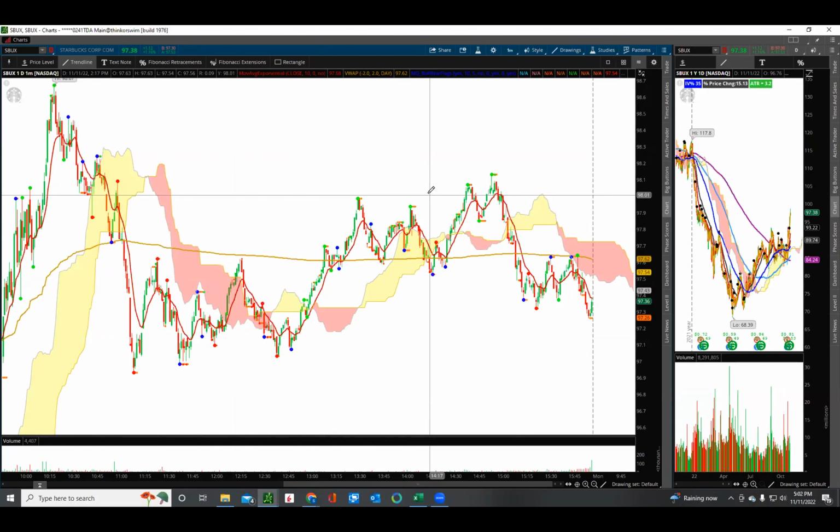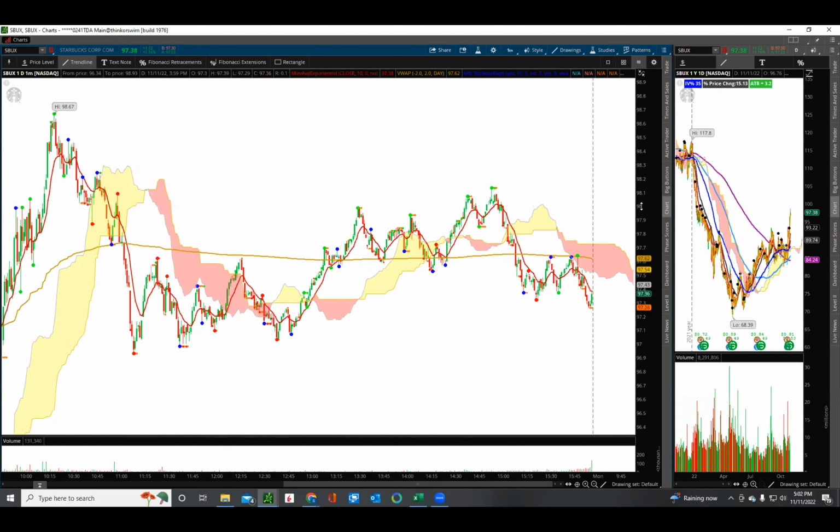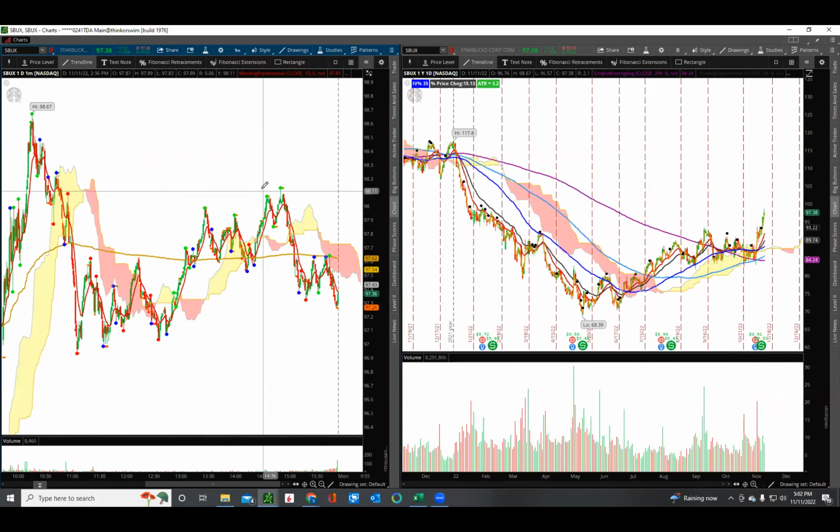George, I used to use it, believe it or not. I did use the cloud a long time ago, but it's still kind of a cool indicator that I will look at from time to time, but I don't actively trade with it.